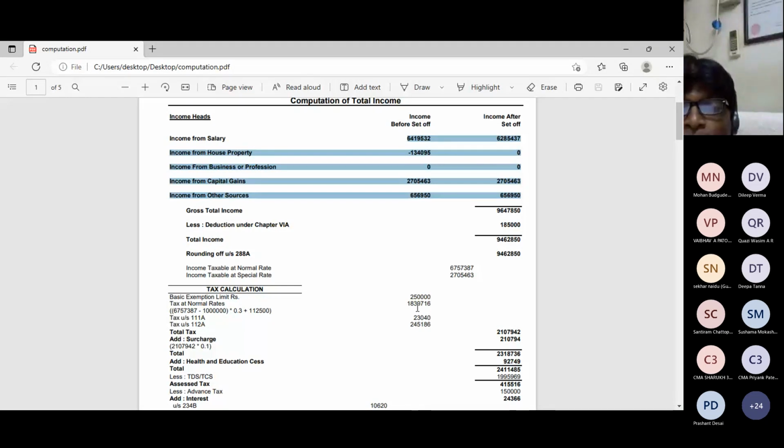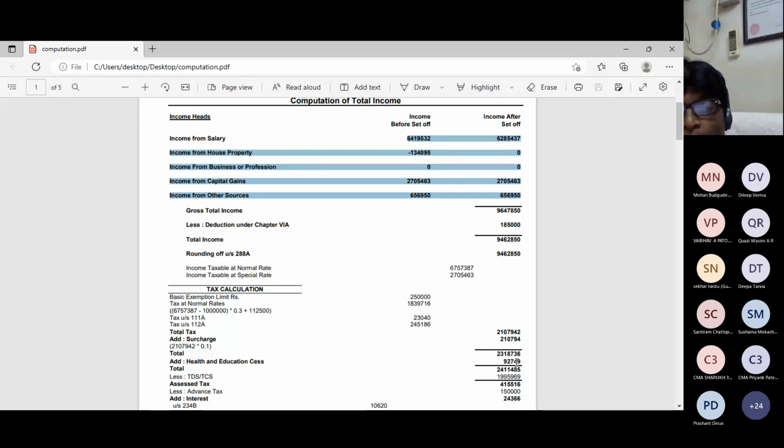Accordingly, the total taxation for the normal income comes out to rupees 18,39,716, and for special rate of taxation under section 111A, that is short-term capital gain, it is 23,040, and for long-term capital gain it is 2,45,186. In all, we have a tax liability of 21 lakhs something 7,000, on which, as his income has exceeded the basic limit of 50 lakhs, he is eligible for additional surcharge of 10%, for which we have made the provision of 2,10,794 as surcharge payment.